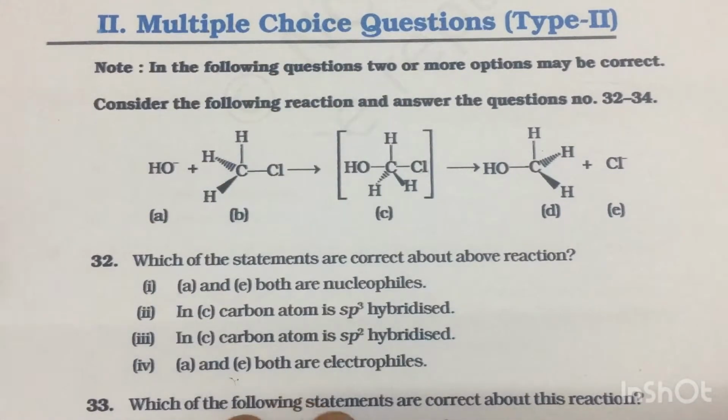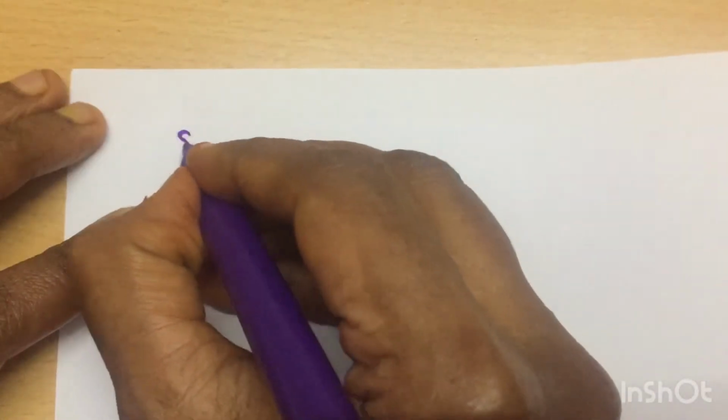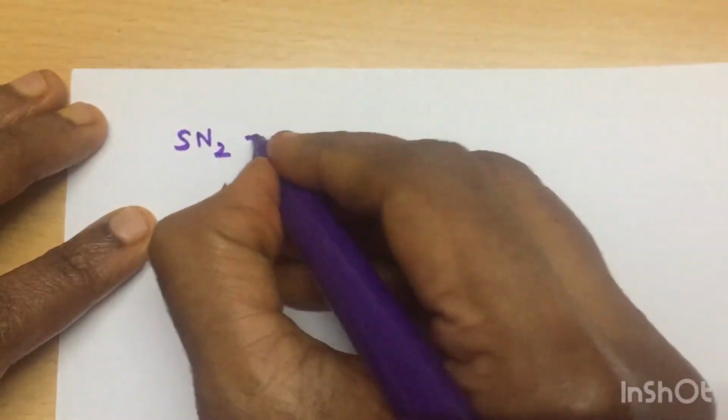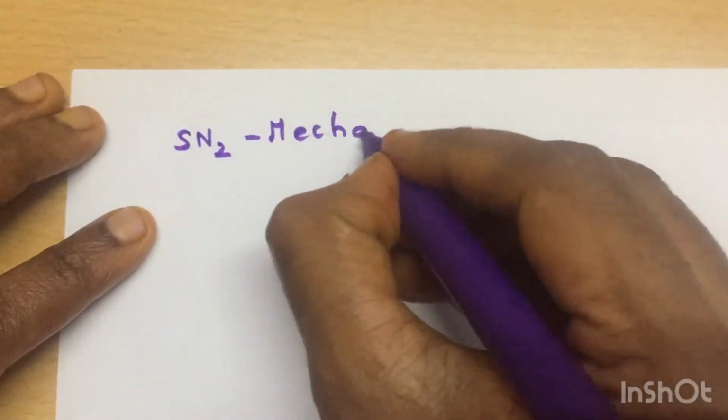Before entering into it, I want to give a brief note on the SN1 and SN2 mechanism. You all will be knowing this, but just a quick recap. I will brief everything before I start. So first of all, what is an SN2 mechanism? We will see the SN2 mechanism first.